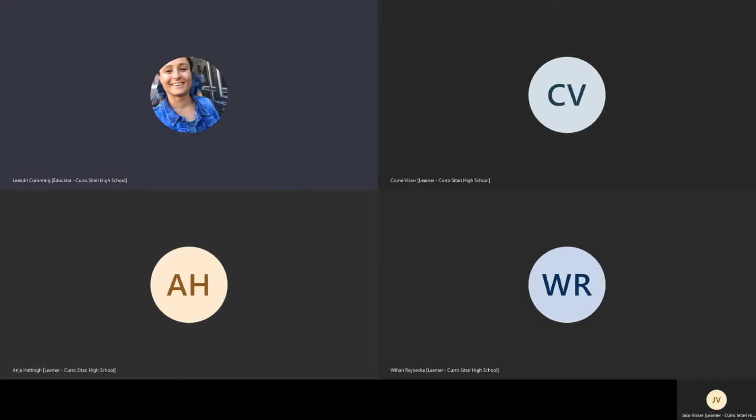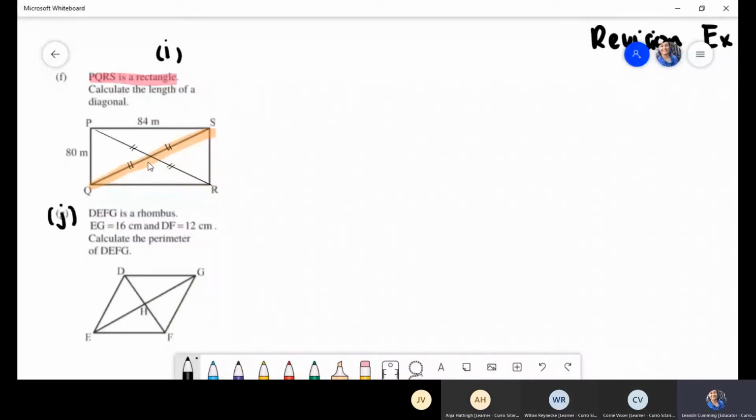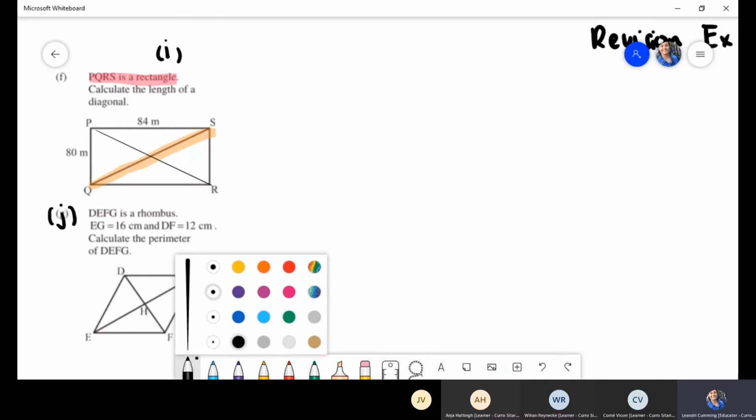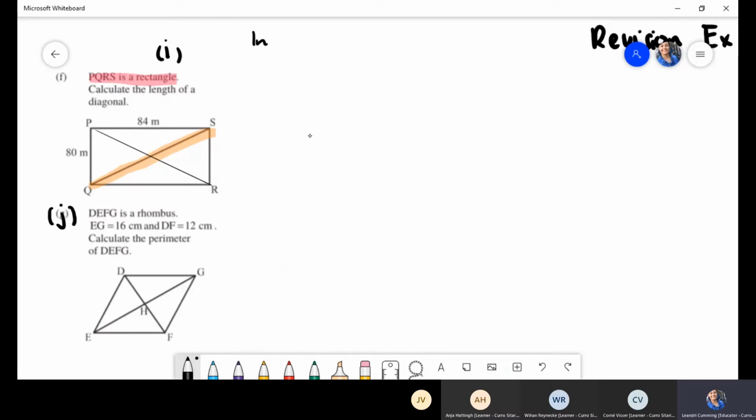Going back to the whiteboard, we're going to attempt to first find out what the length of QS is in this stage. So very similar to your question I in your book. I'm going to first start by saying, great, in rectangle PQRS, because that's what I've been given, what may I add in terms of properties? What do I know? Okay, I know that in a rectangle PQRS, all angles are 90 degrees because that is a property of a rectangle.